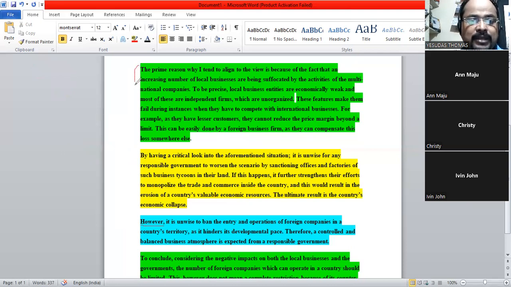So what we are going to see is that these two paragraphs are together, and this is against, however, it is unwise. Again, we have the cohesion and coherence. It's unwise to ban the entry and operations of foreign companies in a country's territory, as it hinders its developmental pace. When we stop the entry and operations of foreign companies, it will definitely have adverse effects on the progress of the country. Therefore, a controlled and balanced business atmosphere is expected from a responsible government. So a responsible government should balance the business inside its territory. And this is what we need.